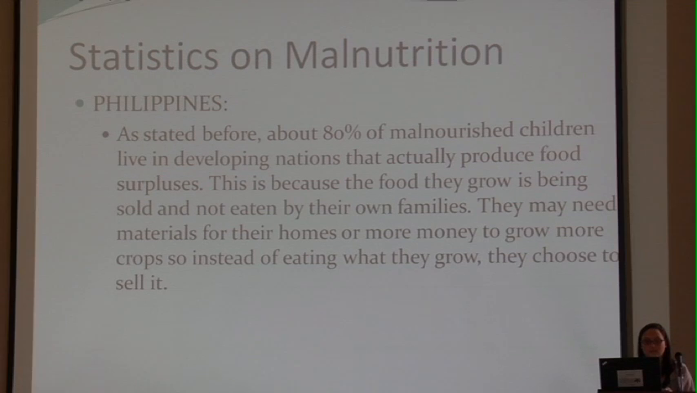So in the Philippines, 80% of malnourished children live in undeveloped nations that actually produce food surpluses. This is because the food they grow is being sold and they're not eating it by themselves. They may need materials for their homes or more money to grow more crops, so instead of eating what they grow, they choose to sell it.